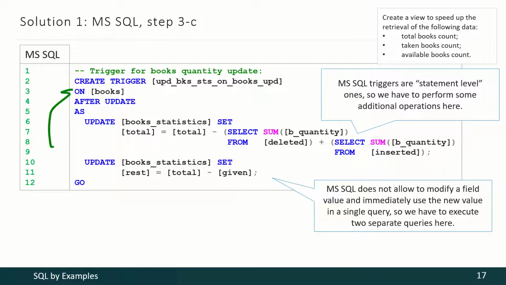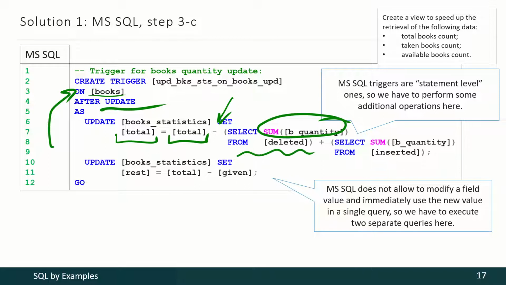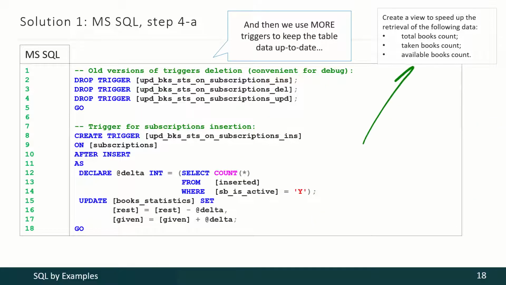The next trigger will react to books update. To calculate the new total books count, we have to take the old total books count, then we subtract the sum of old quantities of all changed books, and then we add the sum of new quantities of all changed books. And as this data depends on the subscriptions table also, we have to add some more triggers.